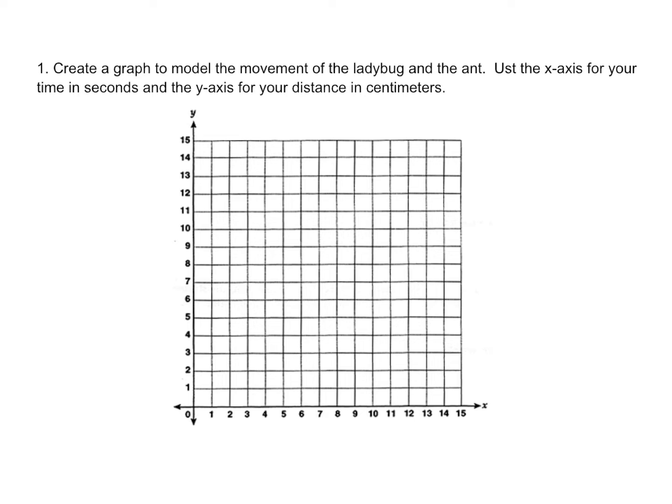So question 1 is on the second page of your packet. Go ahead and pull those apart so you can see the question and the graph at the same time. I put my graph below the question. We're going to create a graph to model the movement of the ladybug and the ant. We're going to use the x-axis for time, so let's label time on our x-axis, and that's in seconds. And we're going to use the y-axis for distance in centimeters, so go ahead and label that distance in centimeters.